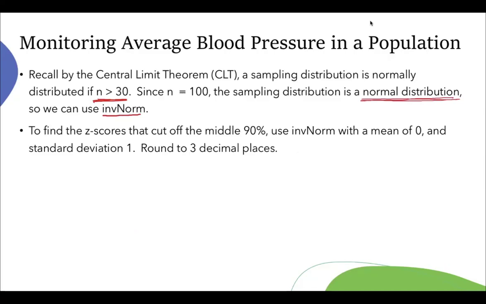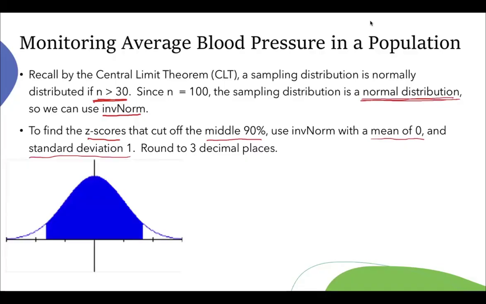We automatically have a normal distribution shaped sampling distribution. So because it's normal shaped, we can use inverse norm. So to figure out the z-scores that cut off the middle 90%, use inverse norm. And remember when we're using z-scores, our mean is 0 and our standard deviation is 1. And we're going to round this to 3 decimal places. So this is the area that looks like the middle 90%. And the question is asking us to find the two z-scores that cut off that middle 90%. So that would be the lower end and the upper end of this shaded area.